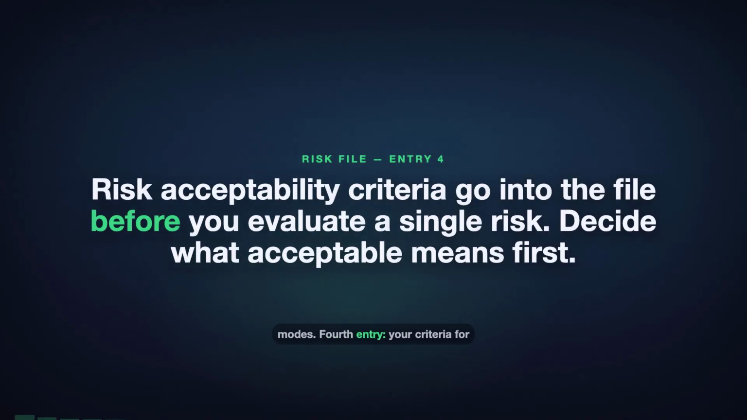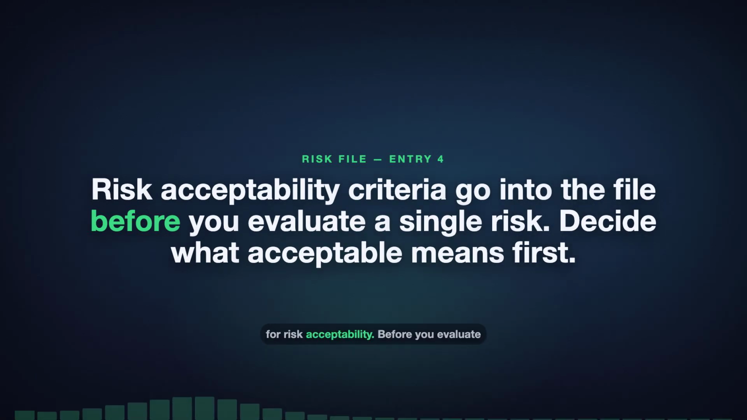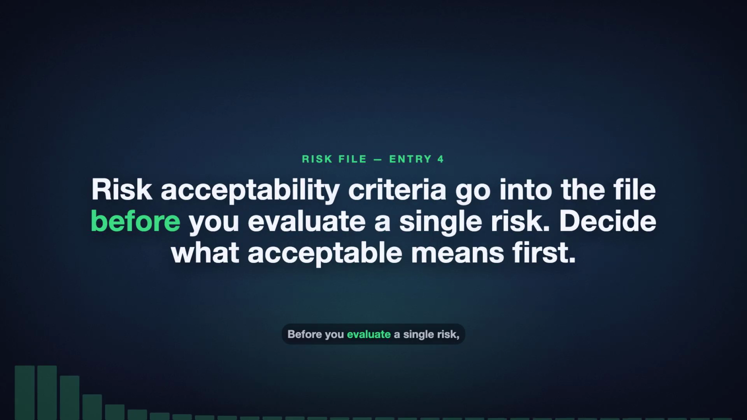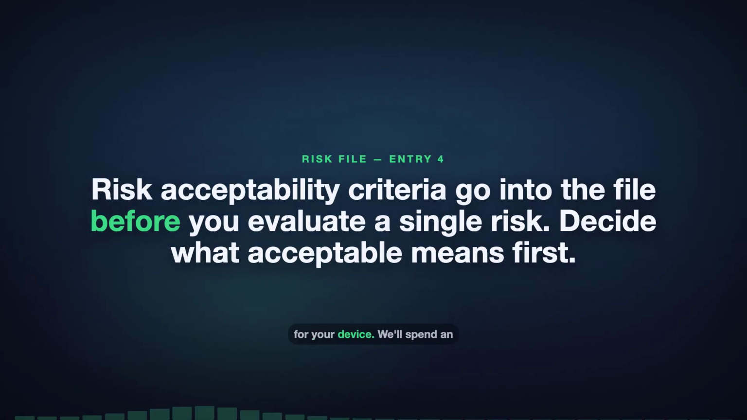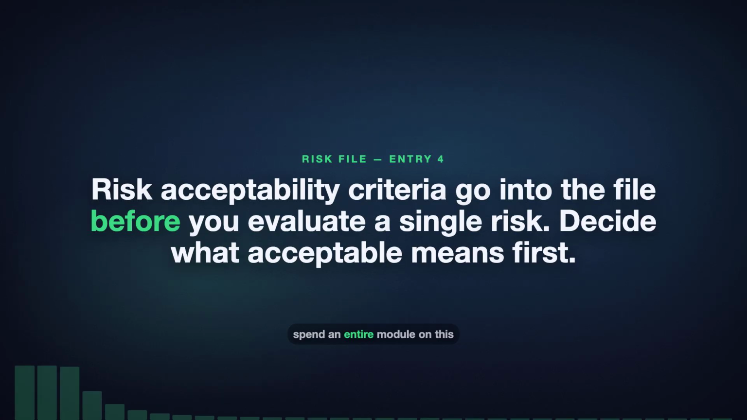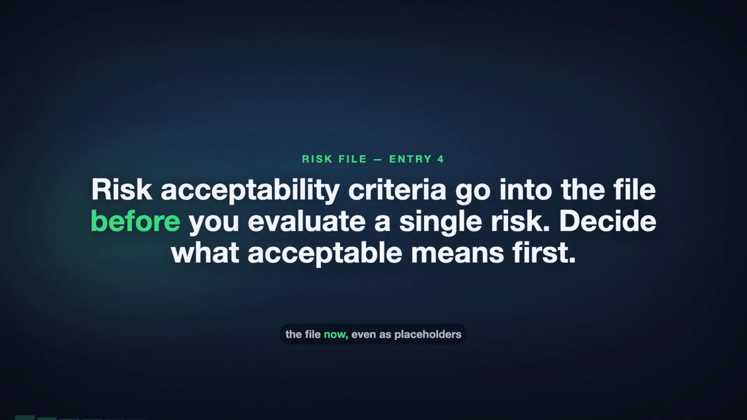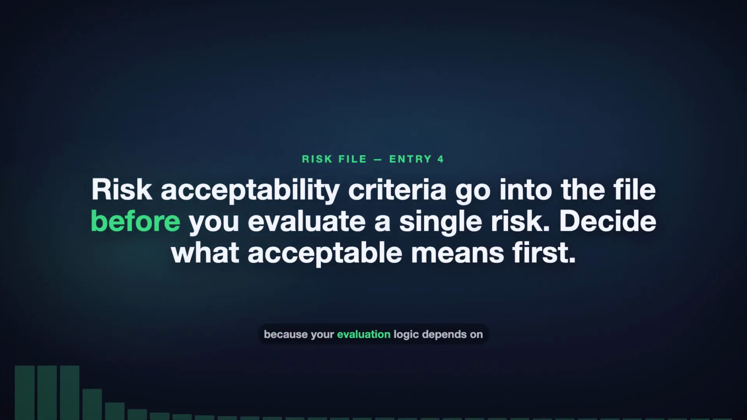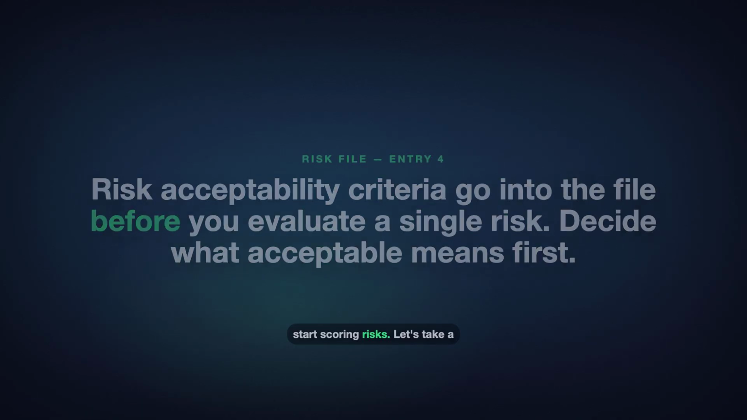Fourth entry, your criteria for risk acceptability. Before you evaluate a single risk, you have to decide what acceptable risk means for your device. We'll spend an entire module on this decision later in this course, but the criteria go into the file now, even as placeholders marked for review, because your evaluation logic depends on having criteria before you start scoring risks.